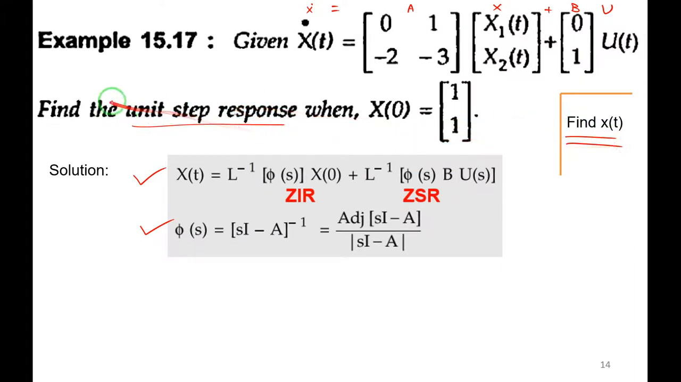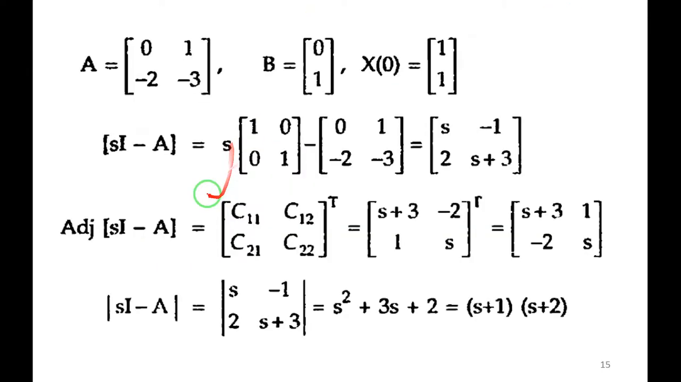Here, find the unit step response means find x of t, one and the same. It can be asked as find the unit step response, or find x of t when x of 0 equals 1 1. Same, one and the same. I am leaving this to you to solve, and the solution is here anyhow.